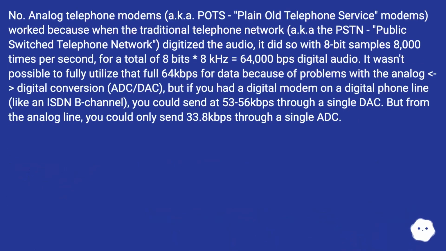No. Analog telephone modems, aka POTS, plain old telephone service modems, worked because when the traditional telephone network, aka the PSTN, public switched telephone network, digitized the audio, it did so with 8-bit samples 8,000 times per second, for a total of 8 bits * 8 kHz equals 64,000 bps digital audio. It wasn't possible to fully utilize that full 64 kbps for data because of problems with the analog-digital conversion, ADC-DAC, but if you had a digital modem on a digital phone line, like an ISDN B channel, you could send at 53-56 kbps through a single DAC. But from the analog line, you could only send 33.6 kbps through a single ADC.